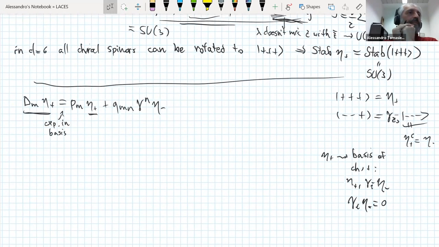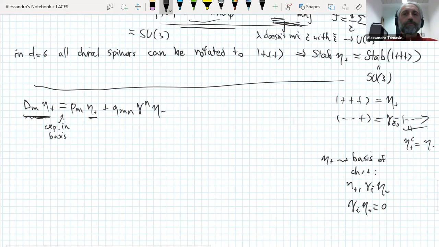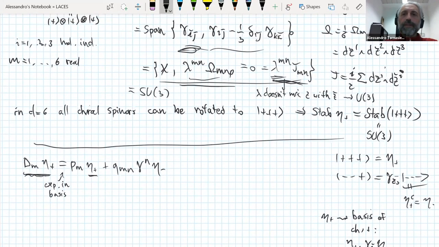Okay, but you might say, well, I haven't learned much here because all I have done is parameterize the amount of non-covariant constantness of the spinor. But this is useful because it allows us to compare with the derivatives of other objects associated to eta, namely this omega and J.